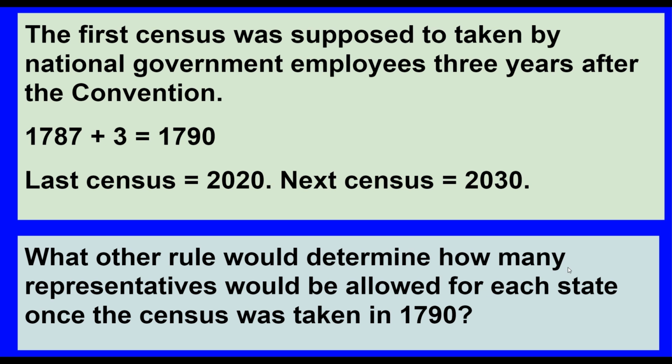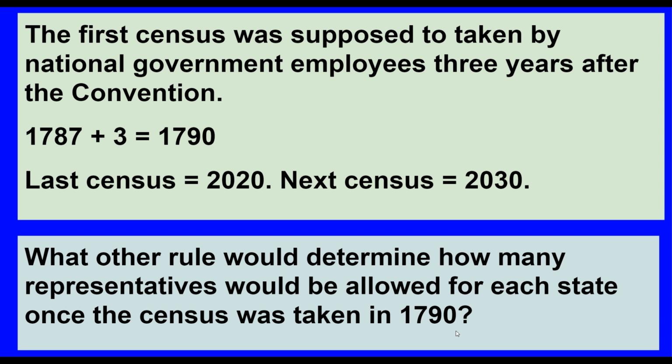So the first census was supposed to be taken by the national government employees 3 years after the convention. That's what those original words said, 3 years after this meeting, the convention. So if we go 1787 plus 3 is 1790. So the first census was 1790. The last census that we had was 2020, and the next one is 2030. Okay. So, hope we kind of understand why the census is an official national government act to make sure that each state is based with its correct amount of representatives in the House of Representatives.